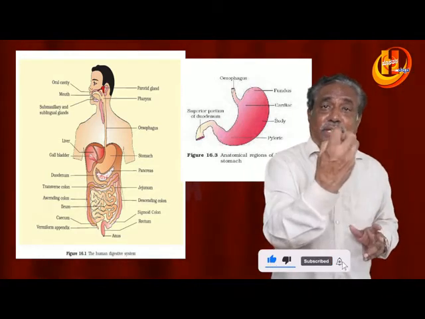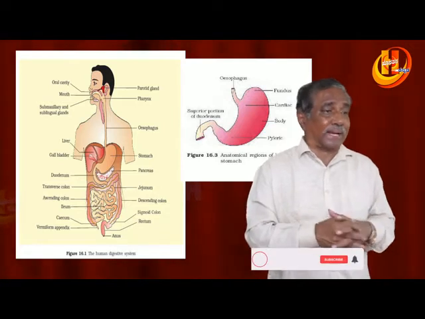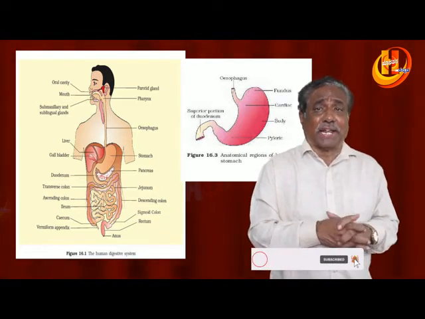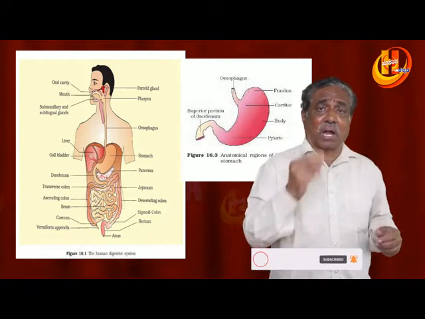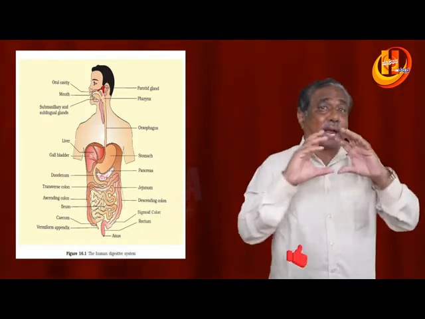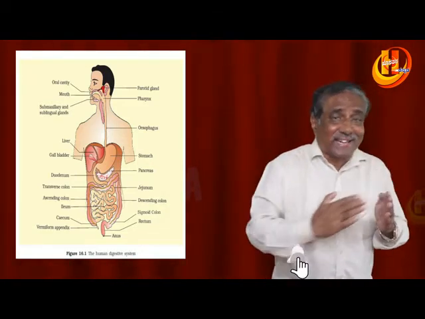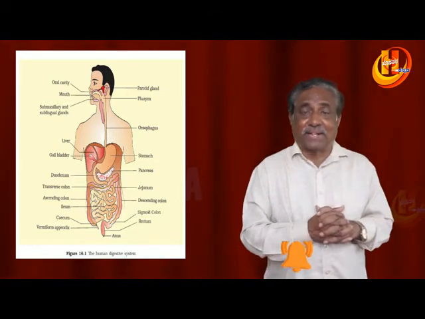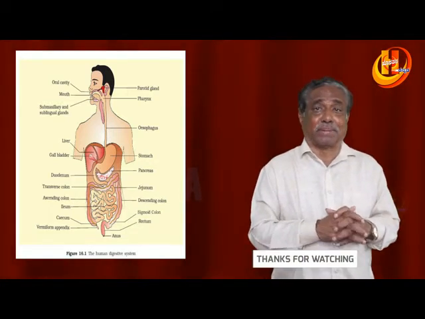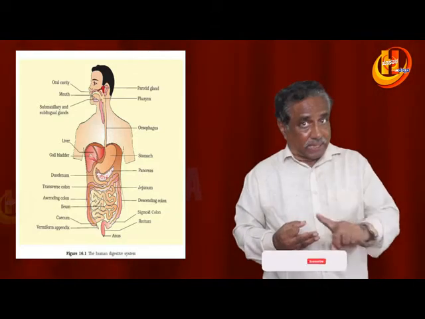And the folds in the stomach are called rugae. And the food which leaves the stomach is called chyme. Chyme is semi-solid in state and semi-acidic in nature. This enters into the small intestine. The small intestine can be divided into the coiled portion called duodenum, jejunum and ileum.